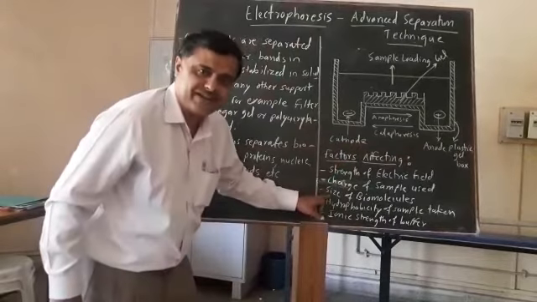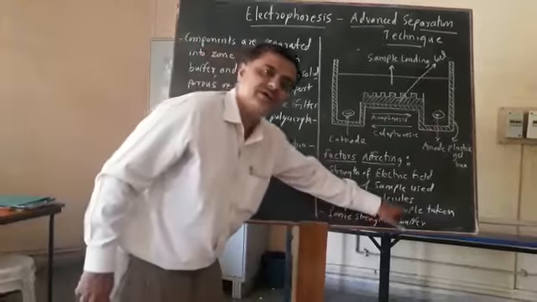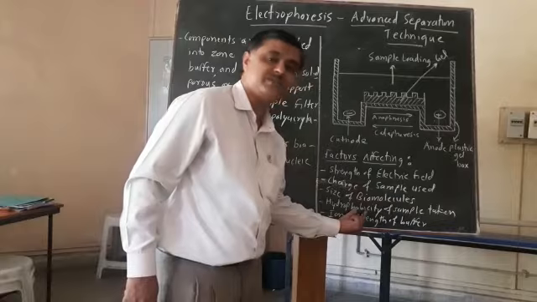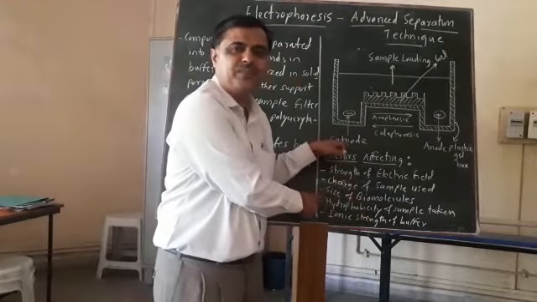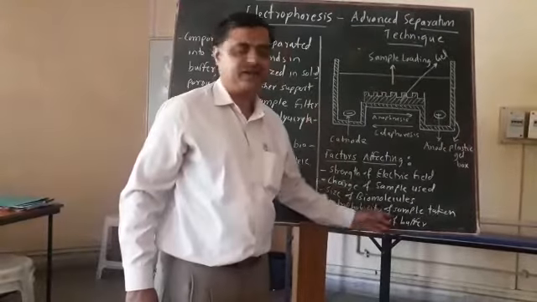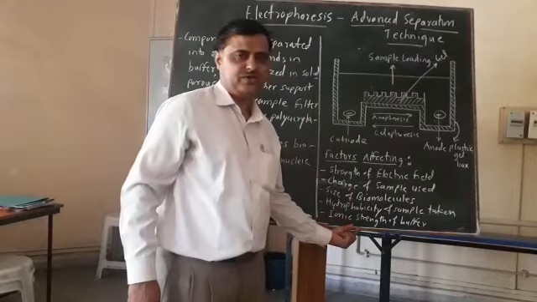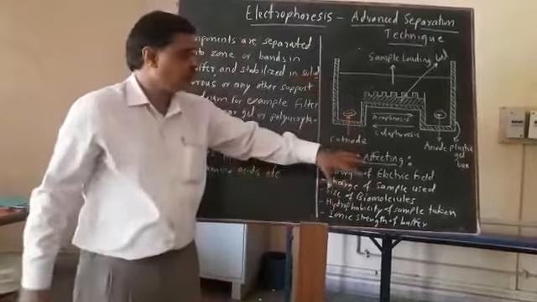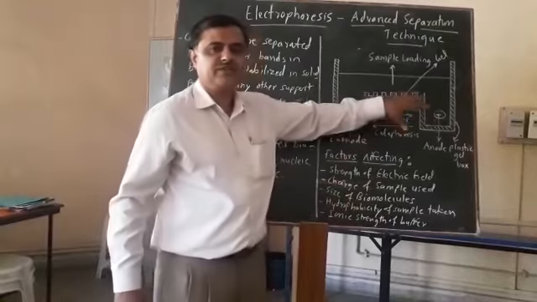So size matters. Next is the hydrophobicity of the sample taken. Depending upon the hydrophobicity of the sample, you will have different results for the degree of separation. Next is the ionic strength of the buffer. Ionic strength also matters for the degree of separation. So these are the different factors which affect the performance of electrophoresis as a separation technique.